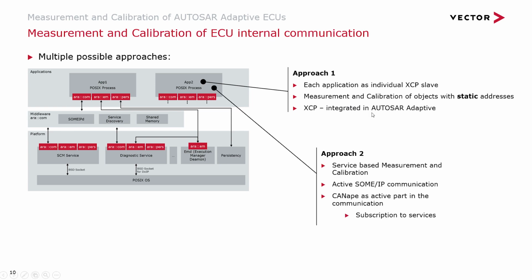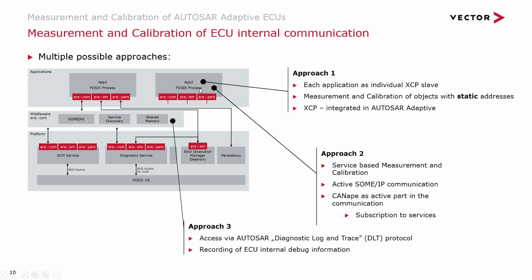The second approach is that we are using other already existing protocols like the Adaptive SOME/IP communication. SOME/IP communication is normally used for the communication between the different applications inside the ECU or for the communication to other ECUs outside of our ECU. We are using this, and we want to get information out of this interface. But for this, it's necessary to understand SOME/IP, and it is necessary to get into the SOME/IP communication as a participant. How this works, we will see later.